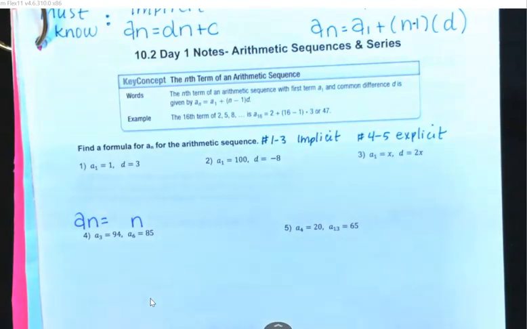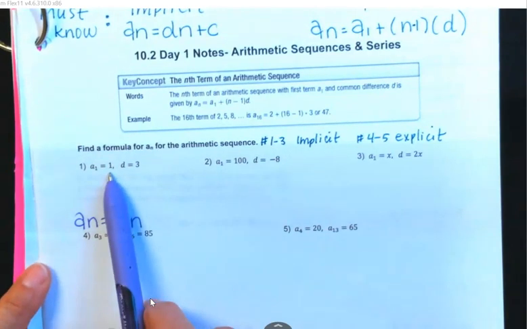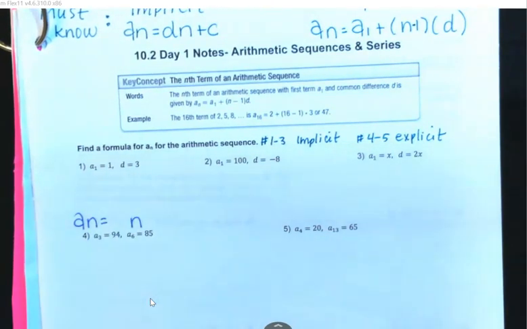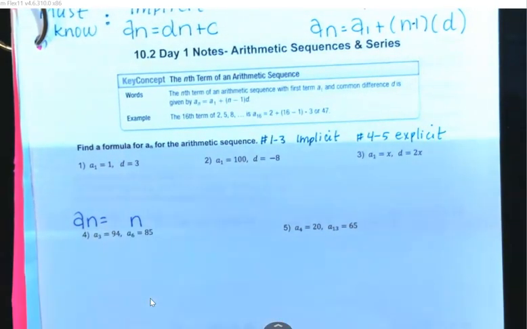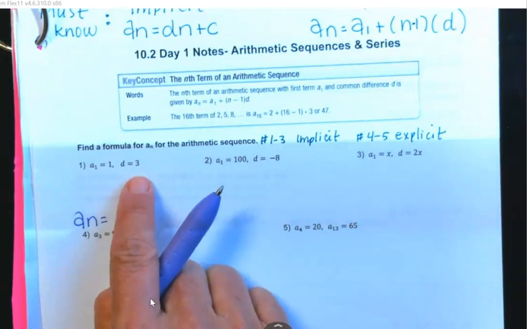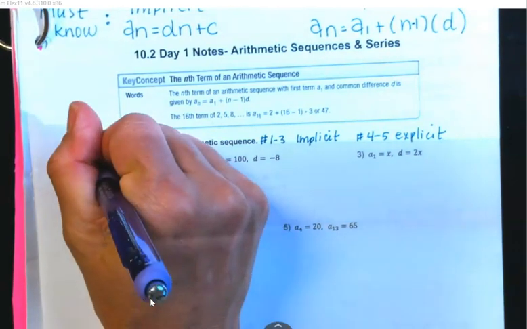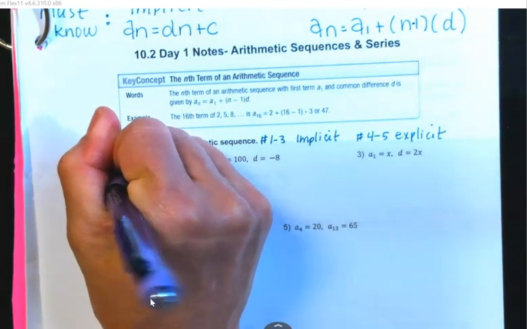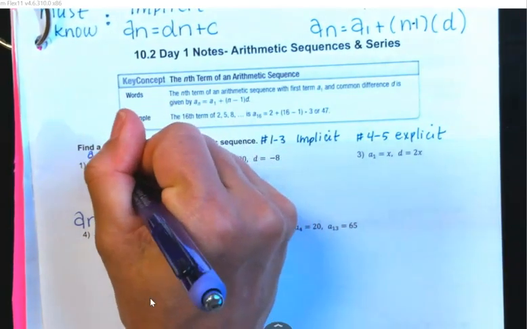So I'm going to work backwards. I know a sub 1 and I know the difference. So if a sub 1 is 1 and the difference is 3, if I want to move forward, I would add 3 every time. A sub 2 would be 1 plus 3. A sub 2 is 4. A sub 3 would be 4 plus 3. It would be 7. So if I want to work backwards, then I'm going to subtract. So 1 minus 3 is a sub 0. I could write that right here. And a sub 0 is negative 2.